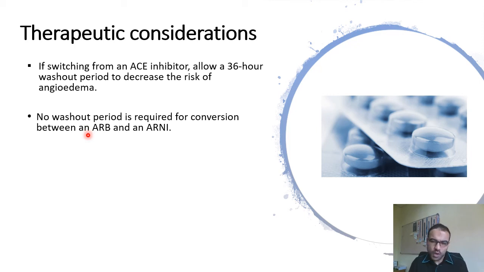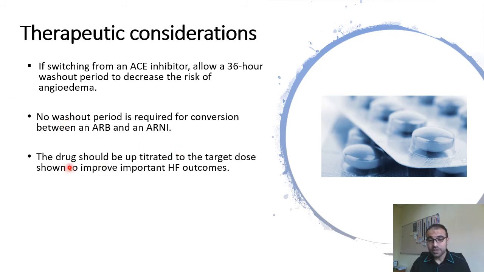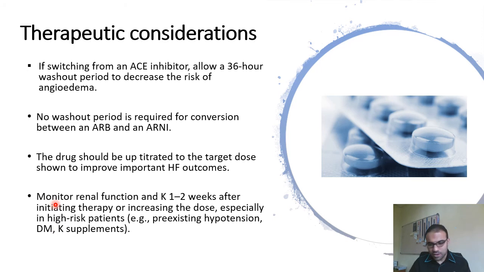This is quite different, because with ARB no washout period is recommended. The drug actually was found, and maybe to some extent you can link it to the beta blocker, that the benefit is much more dose dependent or dose related. So titration to the target dose is found to be associated with improvement in the heart failure outcomes. In terms of monitoring, almost the same. We should monitor renal function and potassium, especially in high-risk populations, as we highlighted earlier.